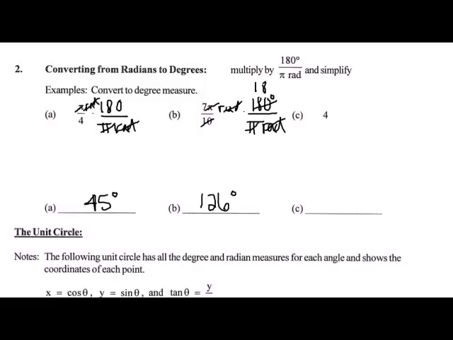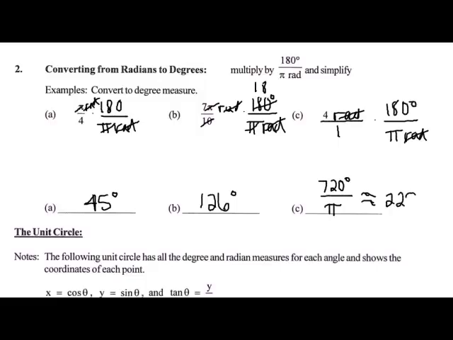And the last one, if we have 4 radians, remember we can write this as a fraction over 1. We're going to multiply by 180 degrees over pi radians. In this case, our radians cancel out, but we don't have a pi to cancel out. So we're just going to multiply 4 times 180, which is 720. So 720 degrees over pi. And we can go ahead and divide that out. It's approximately 229.2 degrees. So again, to convert from radians to degrees, we multiply by 180 over pi radians.